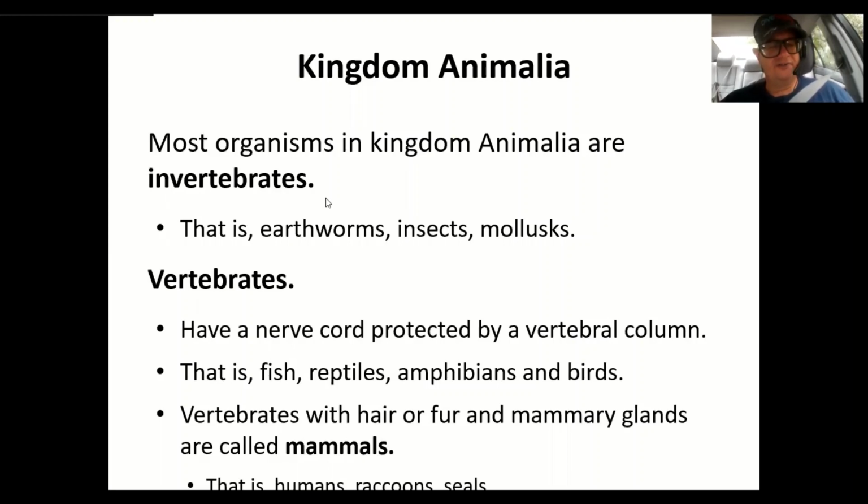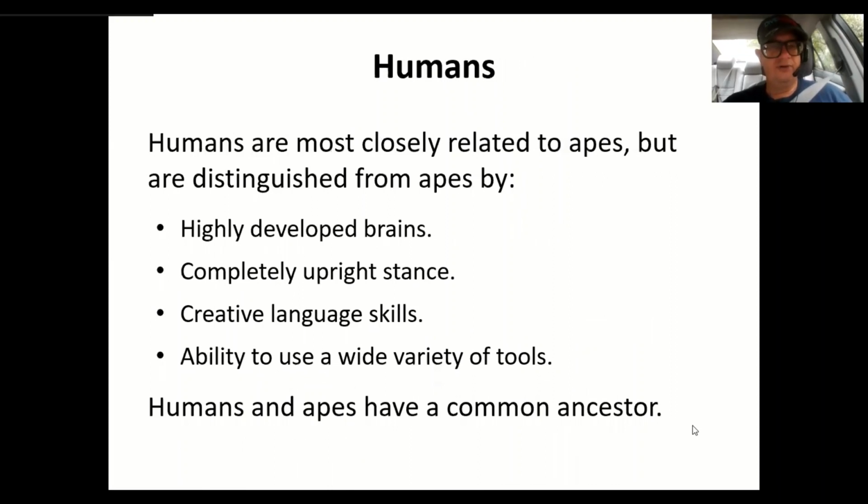The ones like us, the vertebrates that have hair, fur, mammary glands, those are mammals. Okay, class Mammalia. And all right, so humans, raccoons, seals. Interesting choice. All right, let's move on here. All right, so humans are most closely related to apes, the Pongidae apes. We're talking chimpanzees, like the bonobo. But we have highly developed brains. Our pelvis is slightly different, so we walk upright. Creative language skills, totally true.